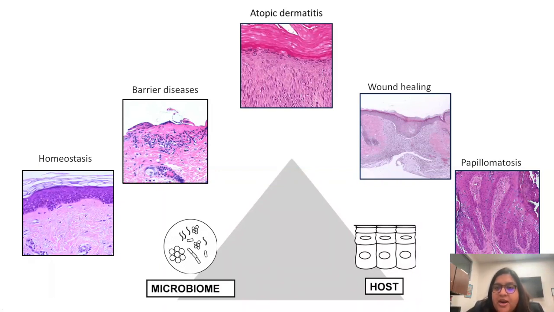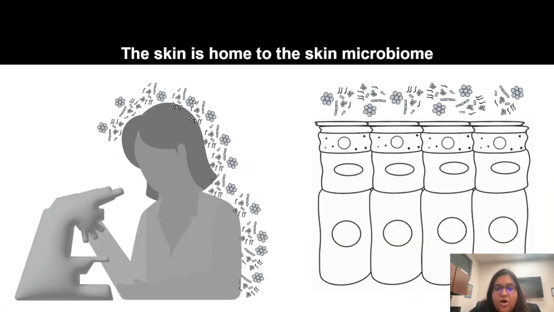Now, for the most part, this whole aspect in which we can control how the skin moves from homeostasis to these different disease states is regulated through the host. But there is an important component which also regulates these processes, and that is the skin microbiome. So, skin, along with all of this complex cellular architecture, is also home to the skin microbiome, and is therefore called the skin ecosystem.